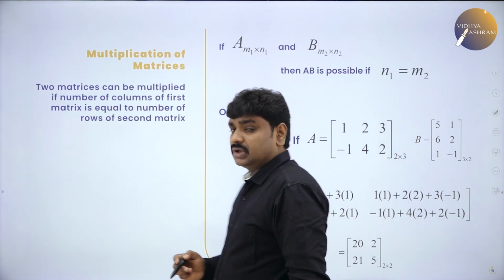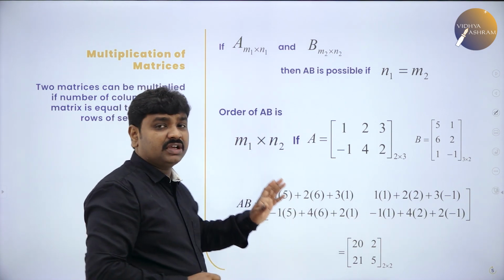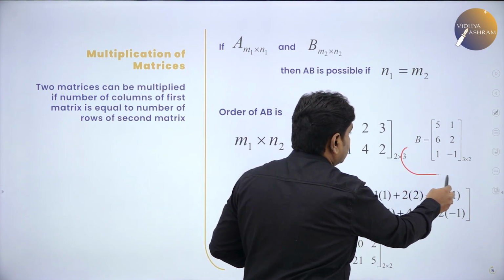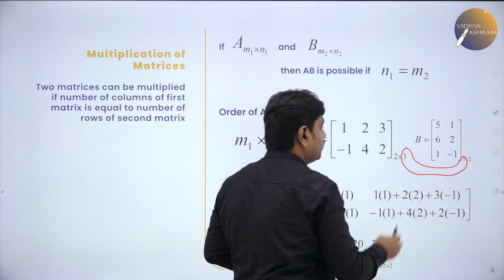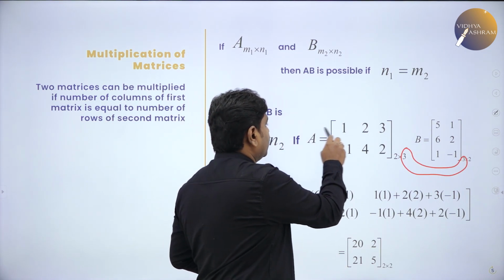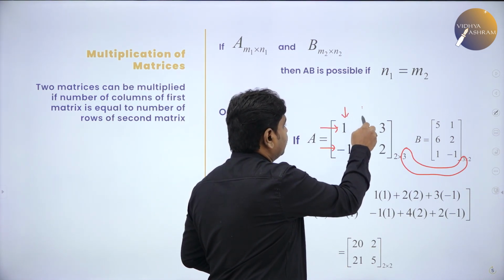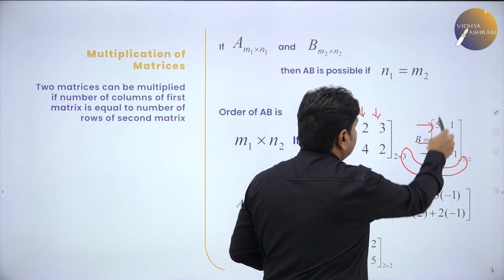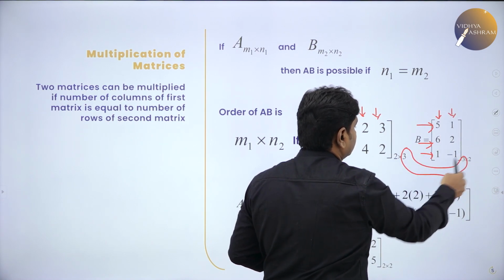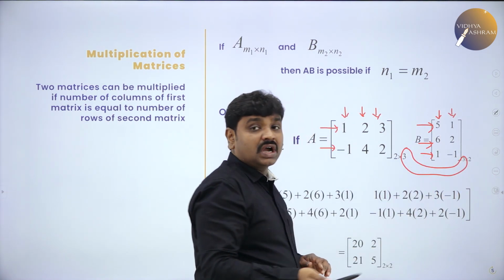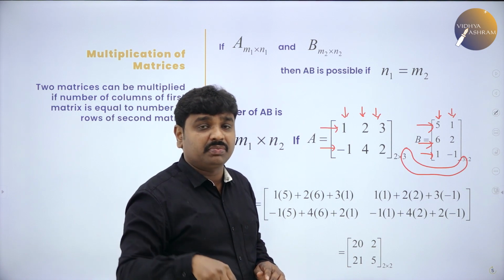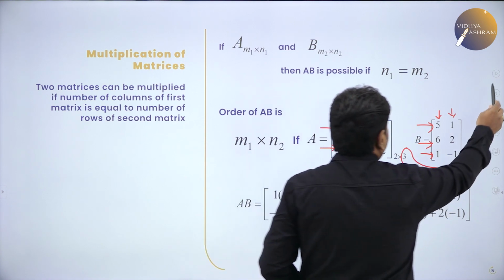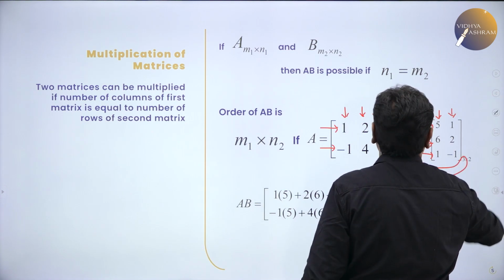So here, first criteria we are done. When can we multiply? If the number of columns of the first is equal to the number of rows of the second. We must look at these two, and if they are the same, we can multiply. Here A has 2 rows and 3 columns, order 2 cross 3. B has 3 rows and 2 columns, order 3 cross 2. These two are the same, so we can multiply. After you multiply, you get the order as the remaining numbers, so that is 2 cross 2.